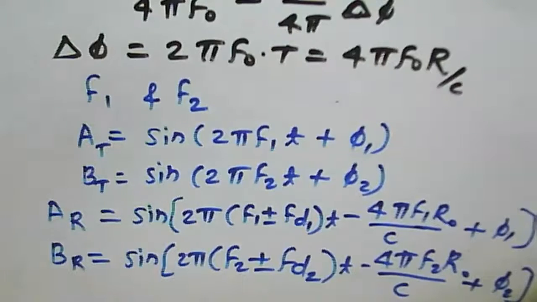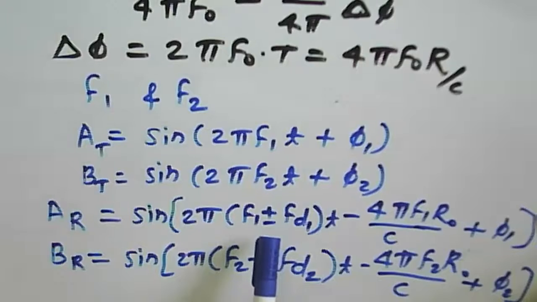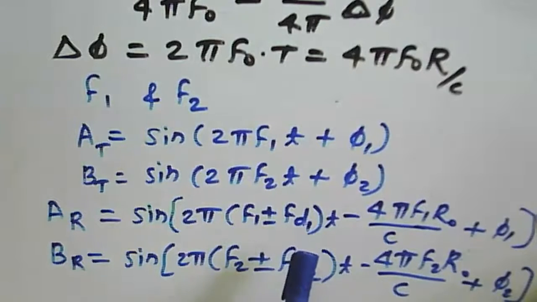And this FD1 and FD2, we say that it is about the Doppler frequency shift. That plus or minus depends on whether your object is close to the radar or receding from the radar. So that is about whether it is nearer to the radar or away from the radar. That is about your object, so that will define the plus or minus sign.